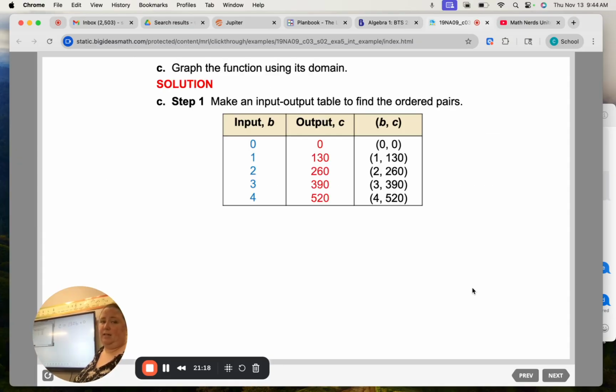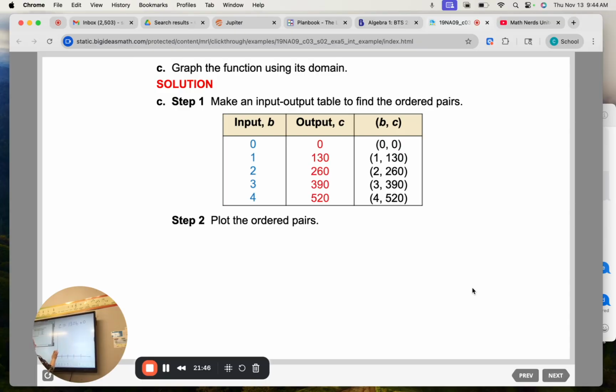All right, so again, they made an input-output table, but you can just choose to graph it. So am I going to have any negative values here? No, because I can't negatively eat. I mean, I guess you could throw up, but that doesn't count. All right, bars are going to be 1 bar, 2 bar, 3 bar, 4.